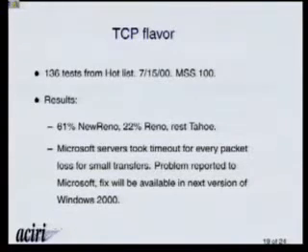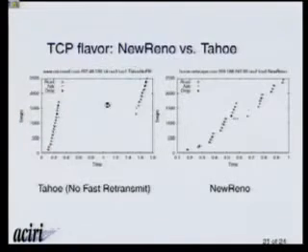Interesting thing is we found that some Microsoft servers, and I literally mean Microsoft servers, www.microsoft.com, took a timeout on every packet loss for small transfers. So we talked to people at Microsoft, and they found a bug, and apparently a fix is in the works in the next version of Windows 2000 or Service Pack, something like that. So I'm just going to skip this graph here.